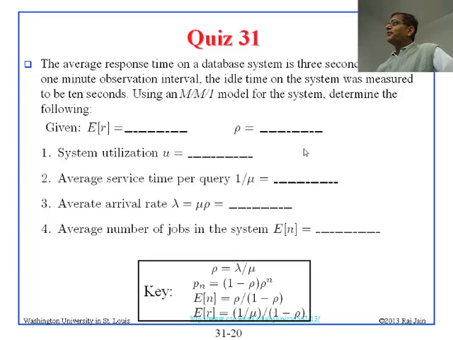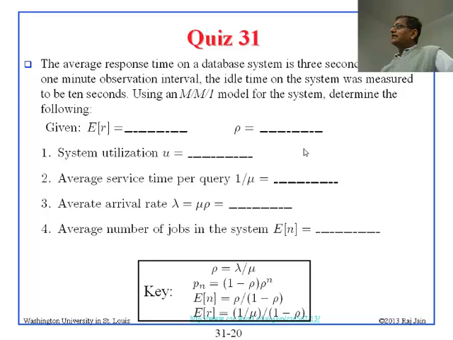So average response time on a database system is 3 seconds. So that is the response time. During a 1 minute observation interval, the idle time on the system was measured to be 10 seconds. So this is the idle time, 10 seconds in 1 minute observation. So from there you can figure out how busy the system is. Right? Using MM1 queue, determine the following.